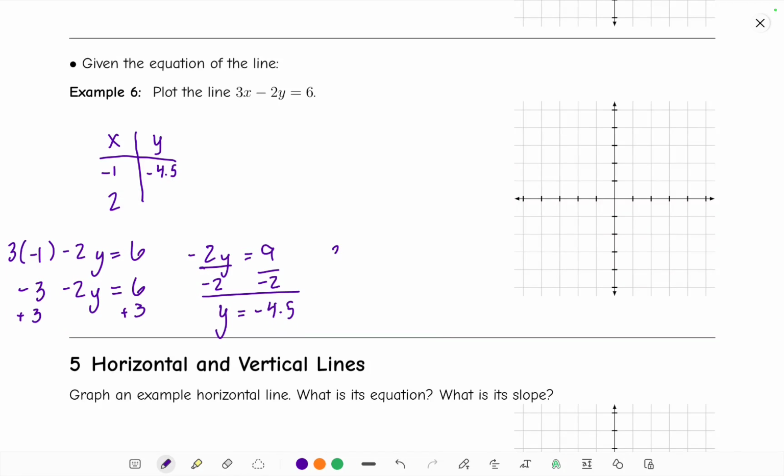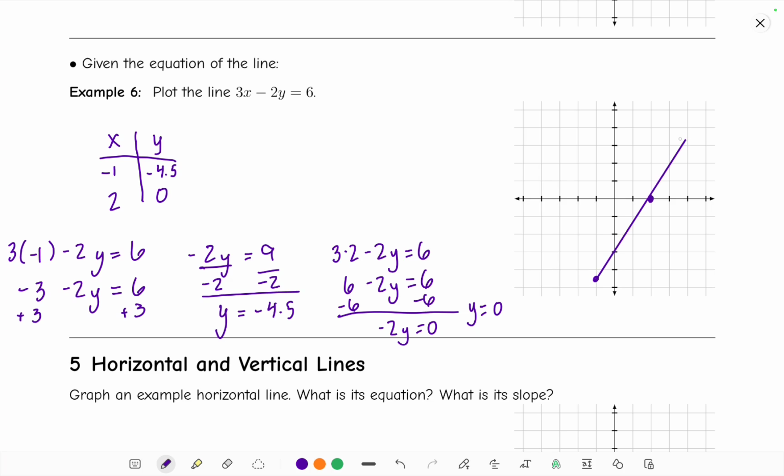Now for 2, so we get 3 times 2, minus 2y equals 6. 6 minus 2y equals 6. Subtract 6, subtract 6. -2y equals 0. Divide by -2, divide by -2, you get y equals 0. So there's my 2 points. So I go -1, -4.5, and then 2, 0. And there's our line.